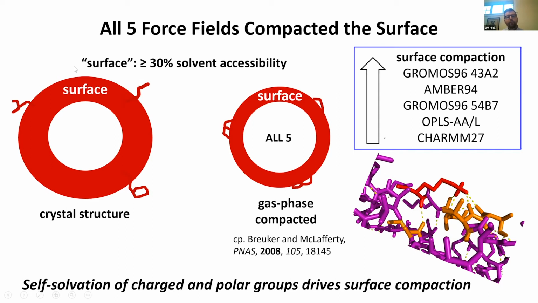That motivated us to define the surface of our ions as any residues with greater than or equal to 30% solvent accessibility. That's using the Swiss-Prot definition of surface residues. And we found that all 5 of these force fields do show that the surface compacts by this mechanism, where polar and charged groups are self-solvating on the surface, and in doing so kind of collapse down. The Gromos and Amber force fields predict the greatest degree of that, with OPLS and CHARMM predicting it to a lesser extent.